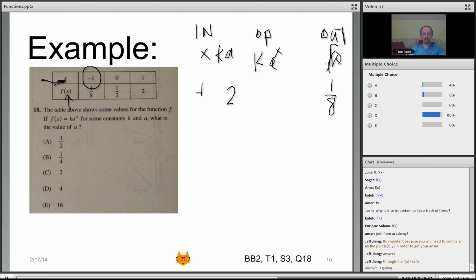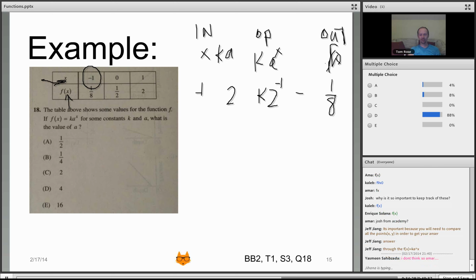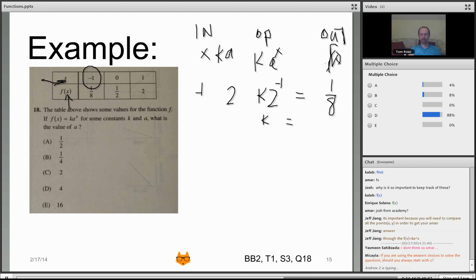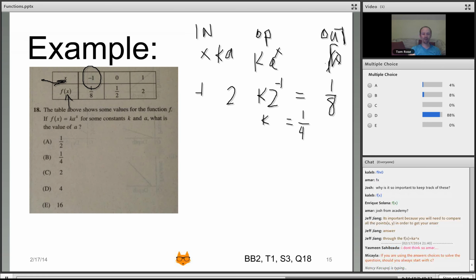Let's plug that into our equation. We still don't know k, so we end up with k times our hypothetical a of 2 to the negative 1. X is negative 1, remember. As Josh pointed out earlier, we can always set up an equation by setting the operation equal to the output. So k times 2 to the negative 1 should be equal to 1/8. Solving this, we end up with k equals, what is that, 1/4? So in order to make the equation work out, k must be equal to 1/4.